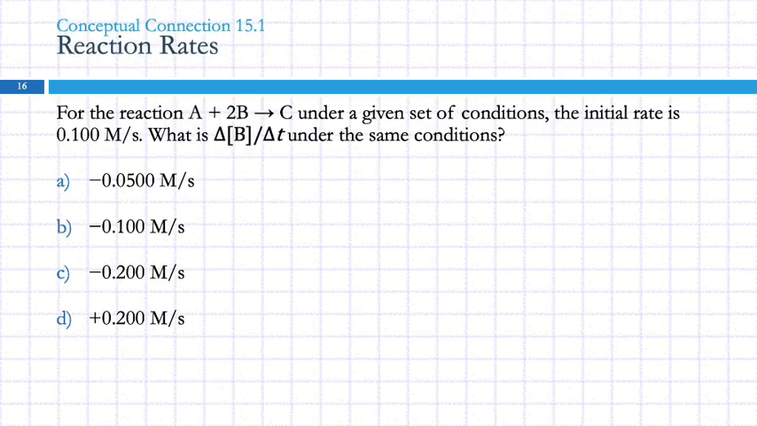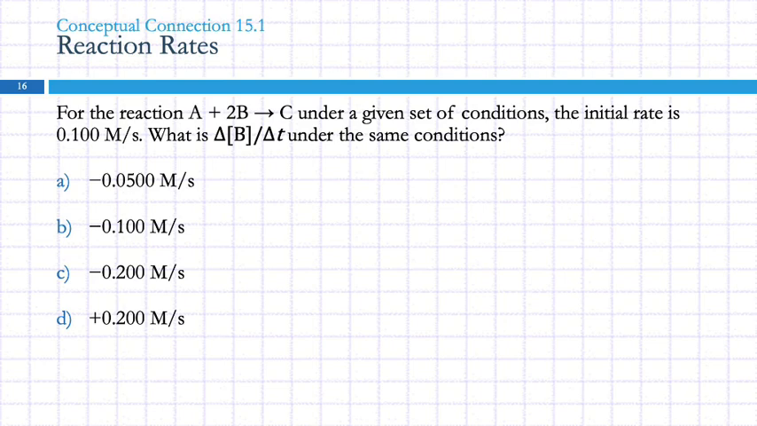So this is what the book calls a conceptual connection, meaning we shouldn't need a calculator for this. For the reaction A plus 2B goes to C under a given set of conditions, the initial rate is 0.1 molarity per second. What is the change in concentration for B under the same conditions? So this is the reaction rate, and we're asked for the rate of change for B.